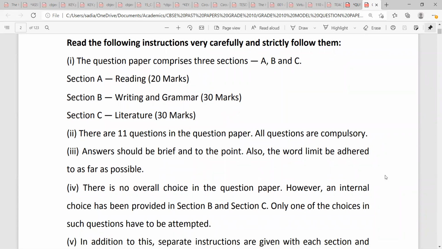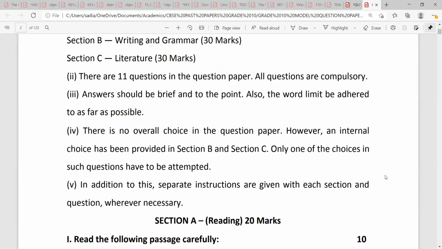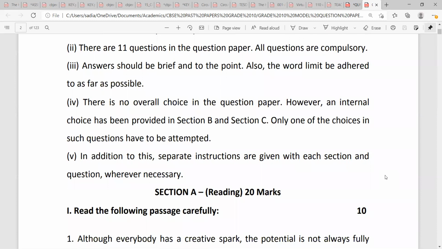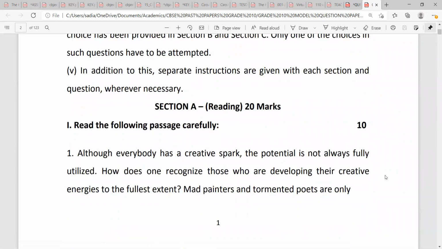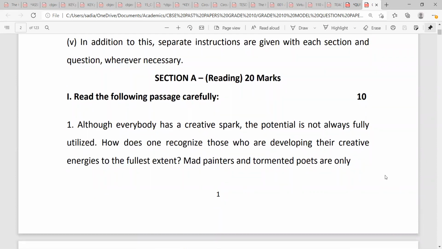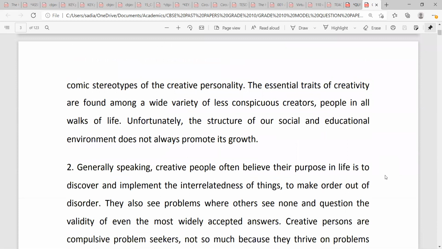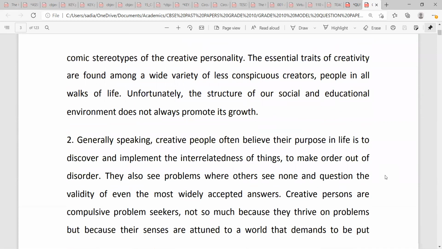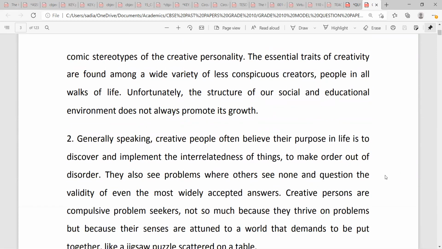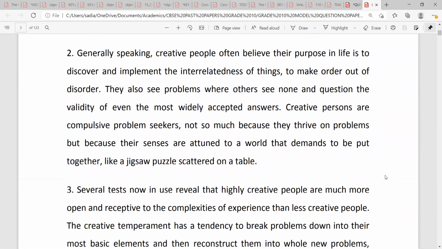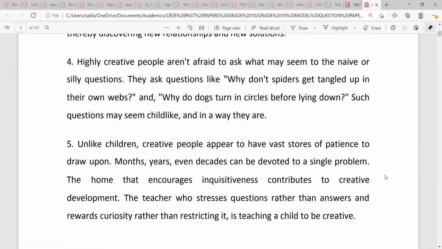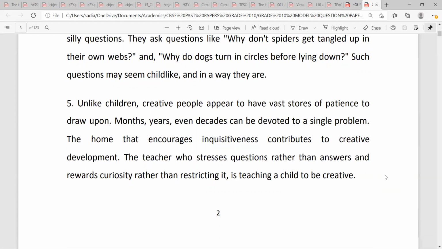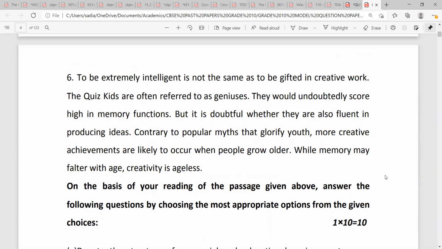Now, you may be looking forward to literature MCQs, but in this question paper, as the breakup is given, we will have a look at the instructions first. Read the instructions. Now, pause the video and read the passage. Let us proceed. Pause the video and read.